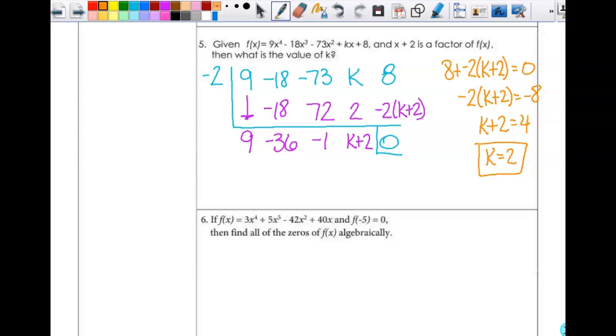Oh, you forgot the 8. You did. You were right. You have to add these two to equal 0. That makes sense. So all of this was 100% correct, but then over here you left off the 8. You have to add those two to get 0. Okay.